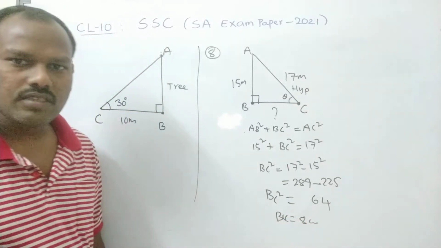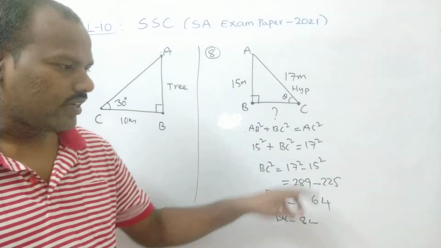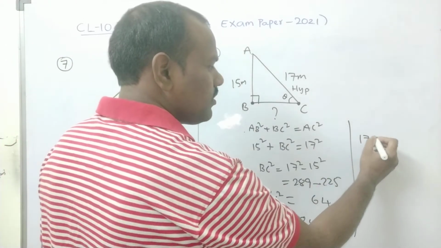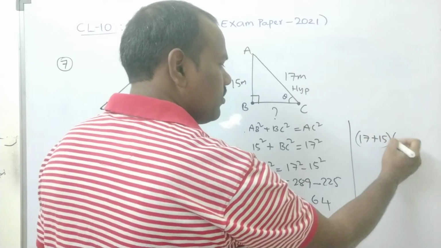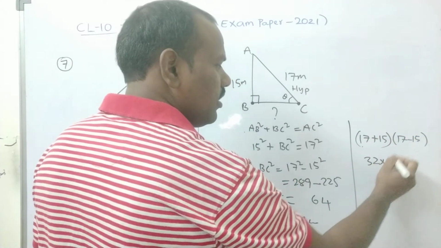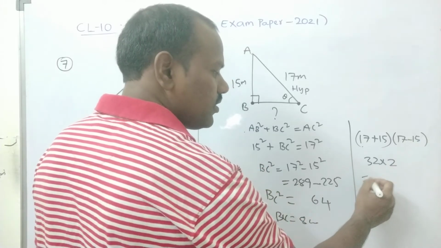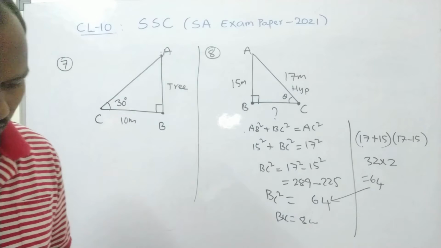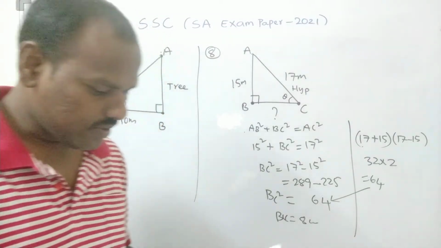Because 8 square is 64. If you don't know 17 square, 15 square, you can apply (a plus b) into (a minus b). What is that? So 17 plus 15, a plus b, into 17 minus 15, a minus b, which is equal to 32 into 2, which is equal to 64. Same answer you will get. Okay, no worries at all. Now let us see the 9th question.